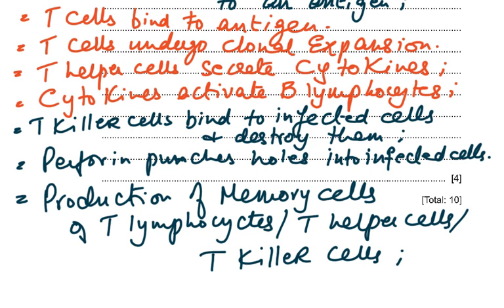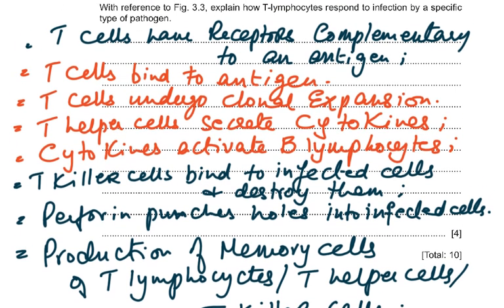Now you can see there are lots of mark scheme points, but you could have written any four of them. T cells have receptors complementary to an antigen. T cells bind to antigen. T cells undergo clonal expansion. T helper cells secrete cytokines. Cytokines activate B lymphocytes. T killer cells bind to infected cells and destroy them. Perforin punches holes into infected cells. And production of memory cells, whether it was the T lymphocyte, the killer cell or the helper cell, all of them.